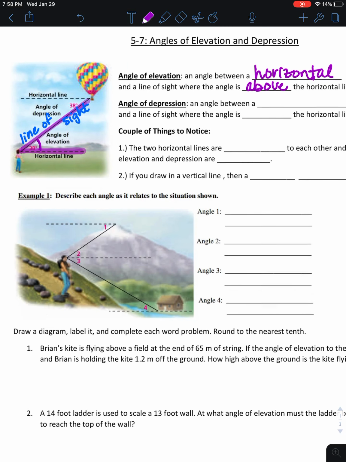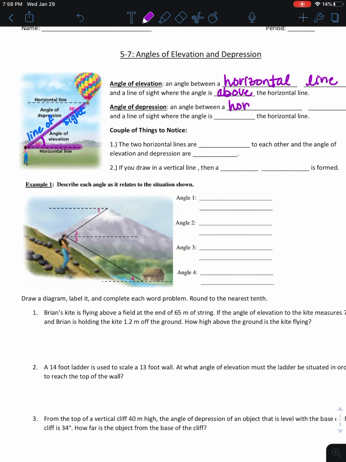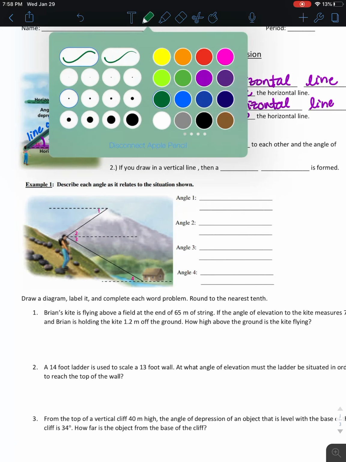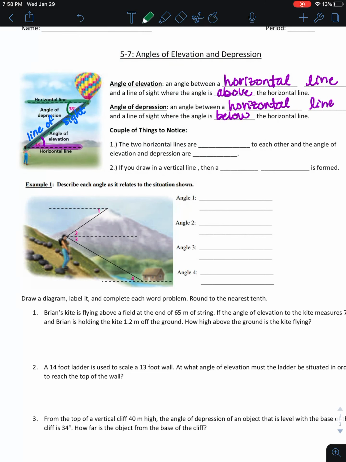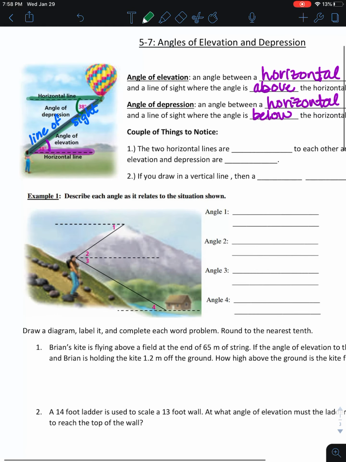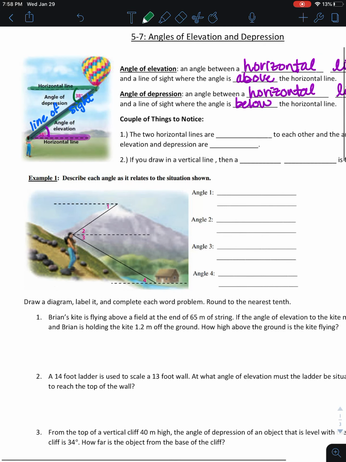Now the angle of depression is an angle between another horizontal line and a line of sight where the angle is below the horizontal line. Okay, so let me use another color here. So this would be the horizontal line we are referring to now. And the angle of depression is formed by the line of sight and that line of sight there. Okay? Line of sight and the horizontal line. So that is 38 degrees as well. Oh, interesting.